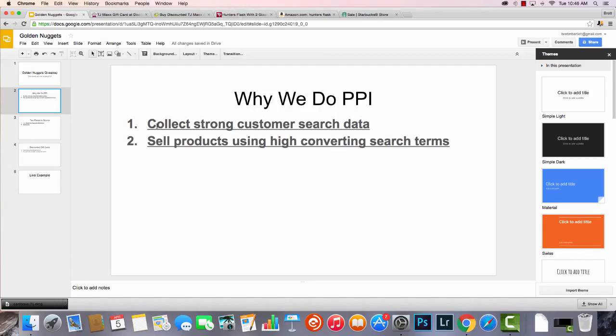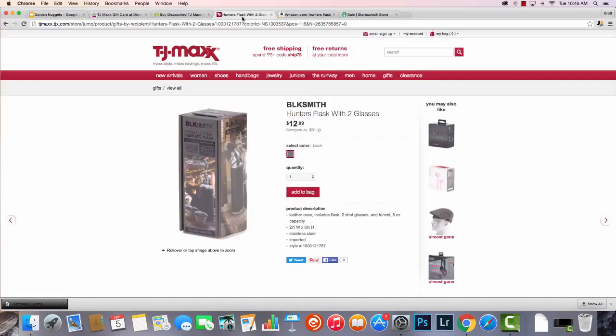I use TJ Maxx to collect strong customer search data. Now, you did not hear me say, hey, I'm going to try really hard to sell this product, right? Because I don't know yet whether people are searching for hunter's flask. Now, most likely they are, okay? Most likely. But I just want to clarify, this is goal number one.